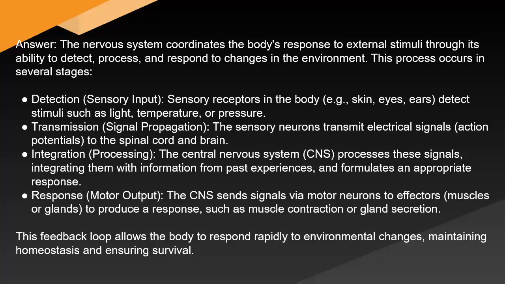Integration, processing: the central nervous system (CNS) processes these signals, integrating them with information from past experiences, and formulates an appropriate response. Response, motor output: the CNS sends signals via motor neurons to effectors, muscles or glands, to produce a response, such as muscle contraction or gland secretion. This feedback loop allows the body to respond rapidly to environmental changes, maintaining homeostasis and ensuring survival.